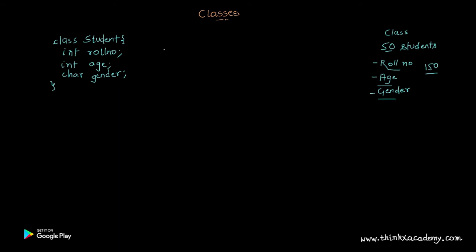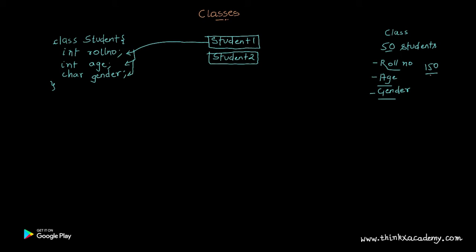So if you want to create 50 records of 50 students, what you're going to do is create an object student 1, then you are going to create another object student 2, and you're going to create the students, the objects of this class, and these objects will refer to all the data types, all the members of this class.